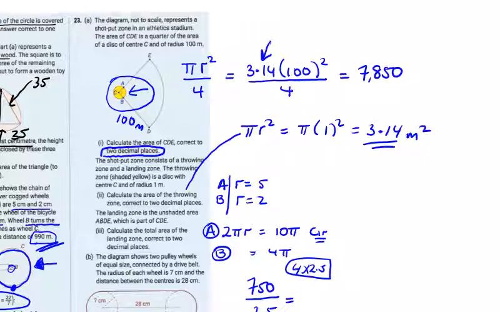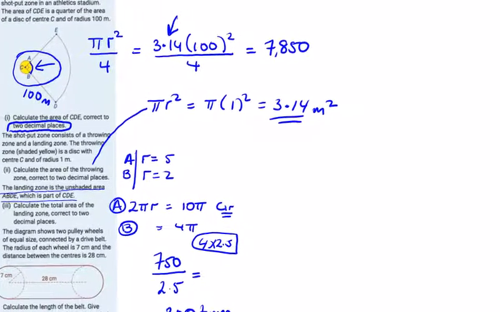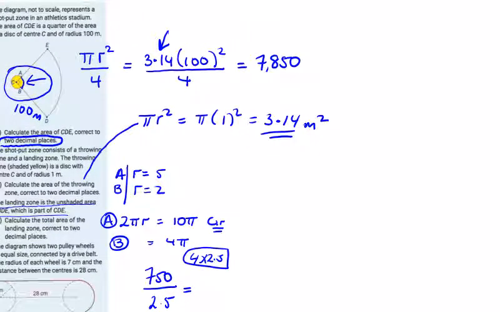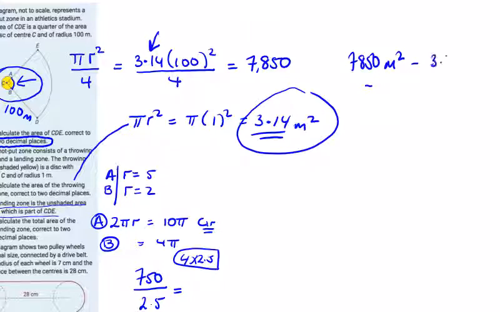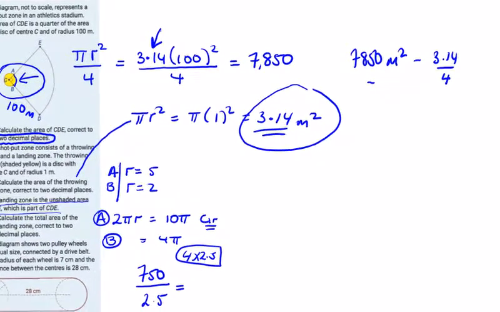The landing zone is the unshaded area. So what are they asking us? Calculate the total area of the landing zone. So we just want to take away this quarter of a circle here from the whole thing, which is 7850. Could that really be the question? So we have 7850 meters squared. We want to take away a quarter of this guy. So we're going to take away 3.14 over 4. It's just a quarter, isn't it? Not 3/4, just a quarter of it, yeah.